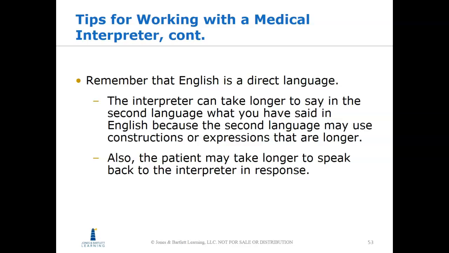Remember that English is a direct language, and the interpreter can take longer to say in a second language what you have said in English, because second languages may use constructions or expressions that are a little bit longer. They have to describe it versus just putting it word for word. So again, the patient may take a little bit longer to speak back to the interpreter in response. This is going to take patience on the part of the interpreter, the therapist, and the patient themselves.